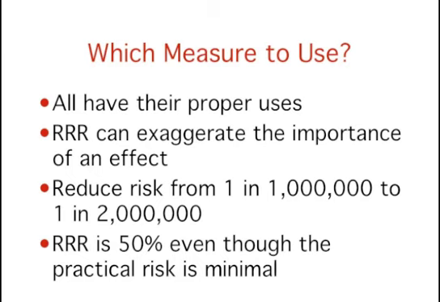The obvious question is which of these measures is the best. Although each measure has its proper uses, the relative risk reduction can exaggerate the importance of an effect, especially when the absolute risks are low. For example, if a drug reduced the risk of a certain disease from 1 in 1 million to 1 in 2 million, the RRR is 50%. However, since the ARR from 1 in 2 million to 1 in 1 million is small, the practical reduction in risk is minimal.